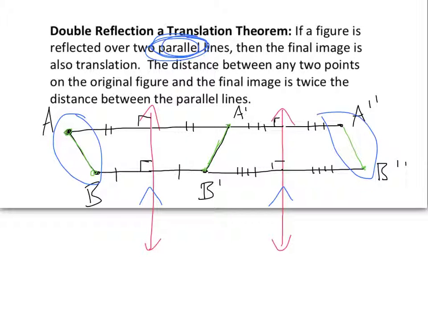So you're just picking this up, not rotating it at all, and sliding it over. Now the distance between these two, this slide here in purple, that distance is twice the distance between the two parallel lines. So if the distance between the two parallel lines is x, then the distance of the translation is 2x. Hope that helps.